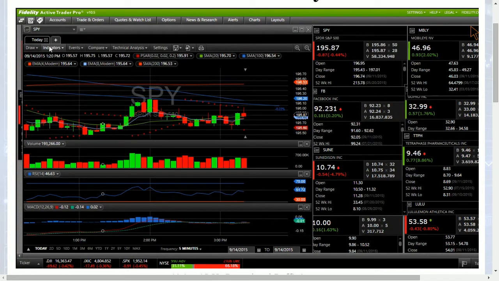Mobileye is trying to turn 47 into support. We had the 200 period moving average resistance on the 15-minute chart just over 47.